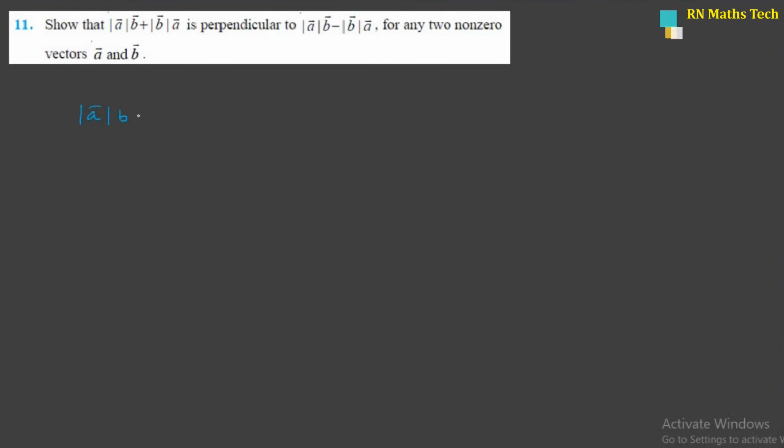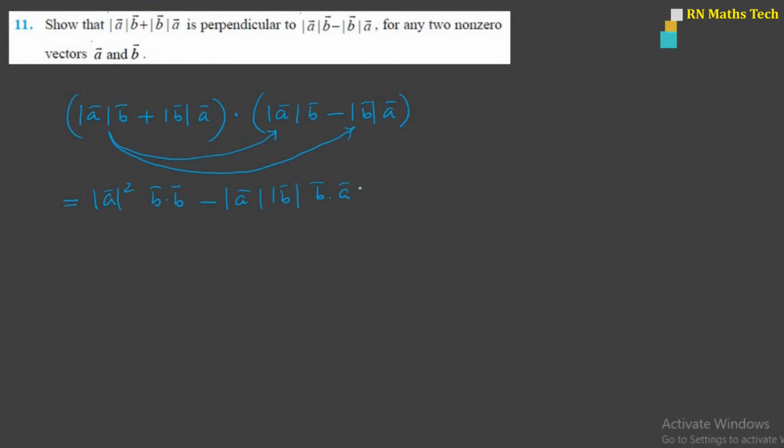Modulus of a bar into b bar plus modulus b bar into a bar, dot, modulus a bar into b bar minus modulus b bar into a bar, which is equal to, see, first one into this one: mod a square into b dot b, then next is minus mod a mod b into b dot a, plus mod b mod a into a dot b, then last one minus mod b square into a dot a.